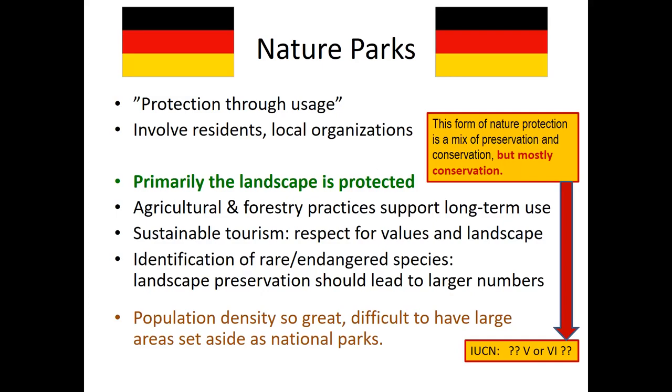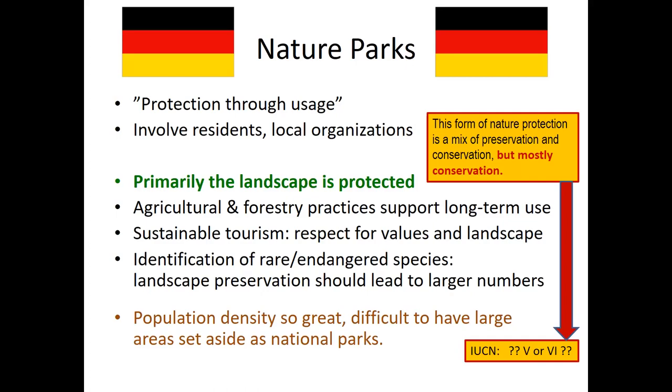The idea is that the landscape is protected. That's the theme or basis. It's primarily not particular species that we're interested in protecting, but the landscape. And the landscape is not necessarily just natural; there can be cultural features in it. Agriculture and forestry will be conducted in the nature park, but with the idea that it will be long-term use, with some sort of sustainability.